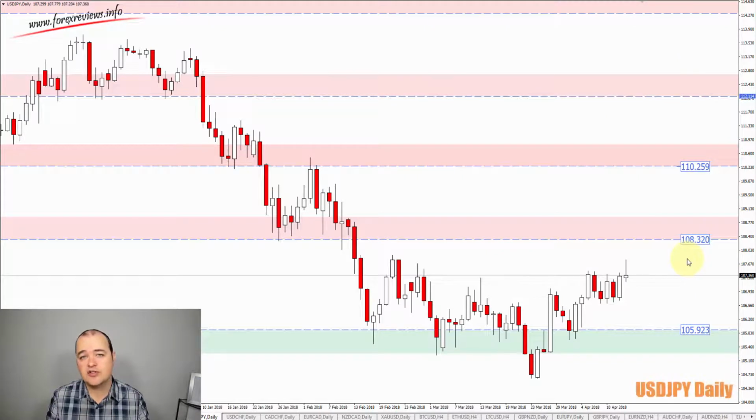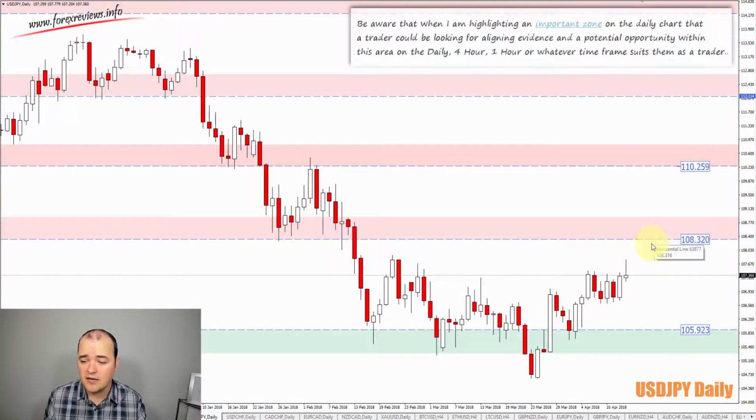Okay, the next pair I'd like to highlight this week in the review is US JAPY, and I'm on the daily chart. On this market this week, what I'd like to highlight is the 108.32 zone area where price action is getting quite close to testing. So if price action pushes a little bit higher and tests this area this week, this is an area on this market where I'm interested in looking for bearish evidence in this area.